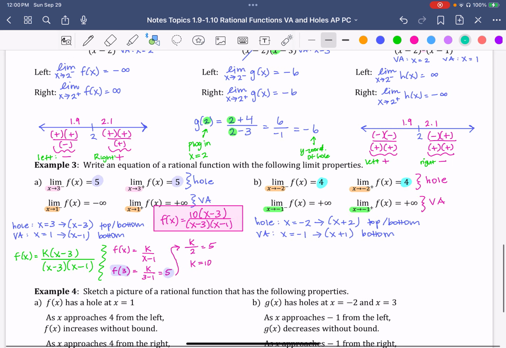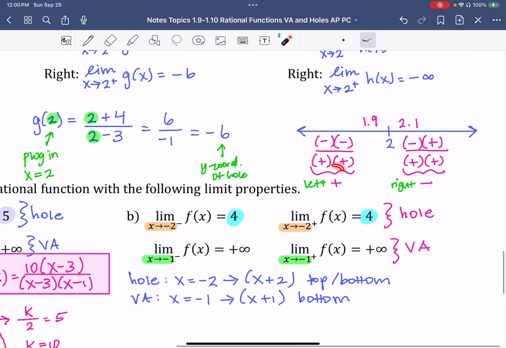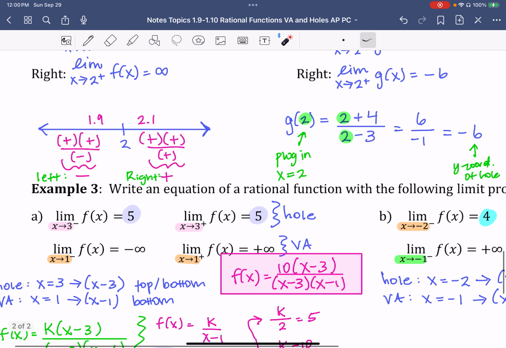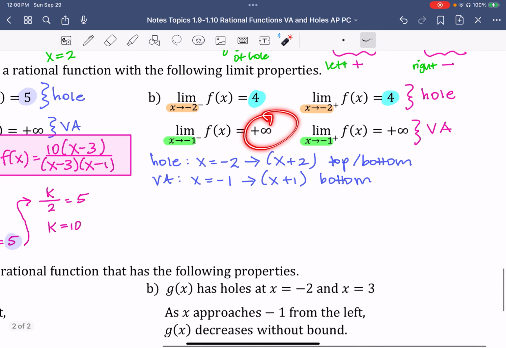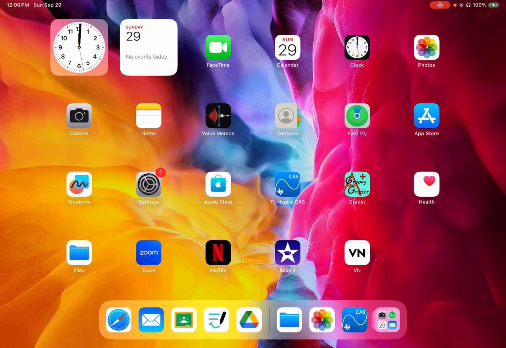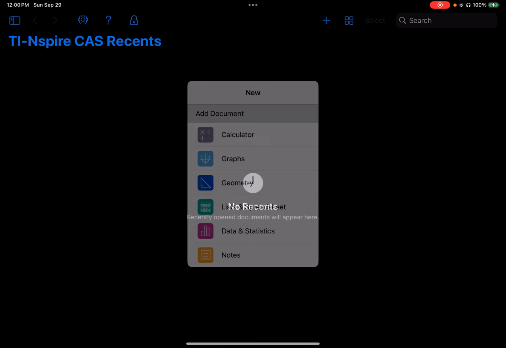So we have talked about vertical asymptotes going up on the left, down on the right, or down on the left, up on the right. But what we haven't seen is when they both go up to positive infinity, they could also both go down to negative infinity. And what determines that is the multiplicity of the factor. Let me graph one so I can show you.